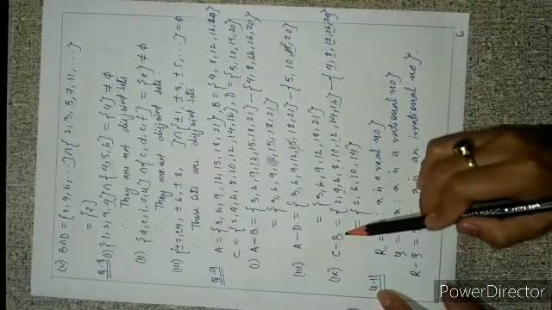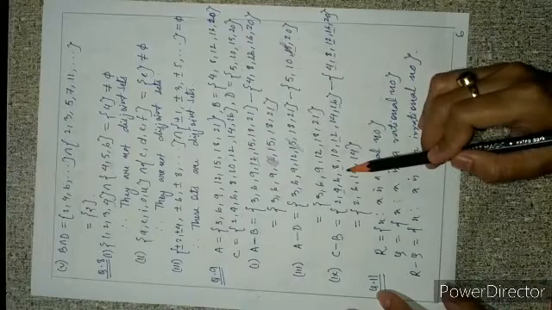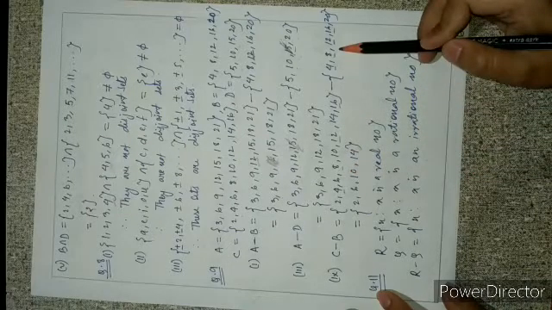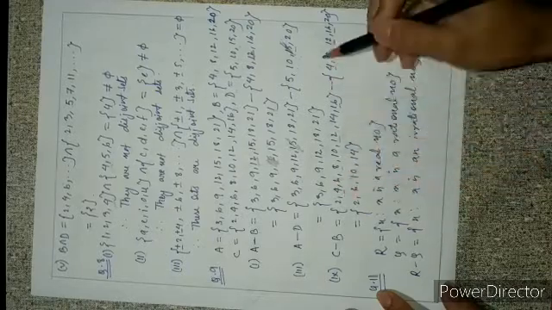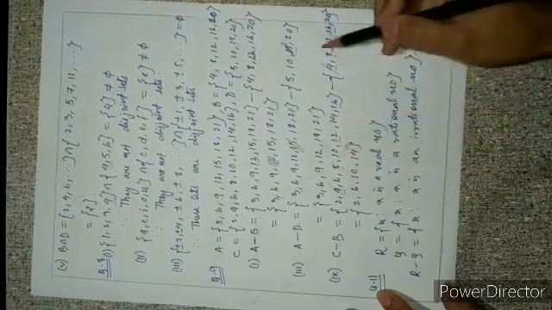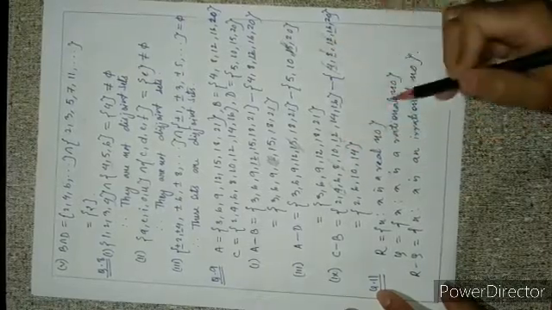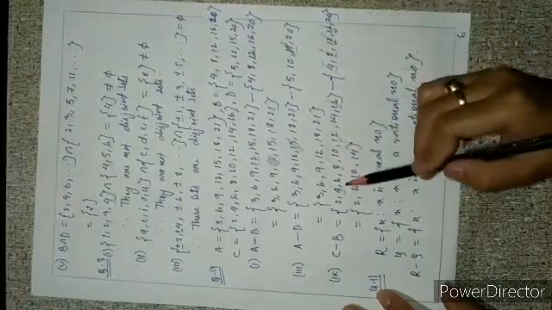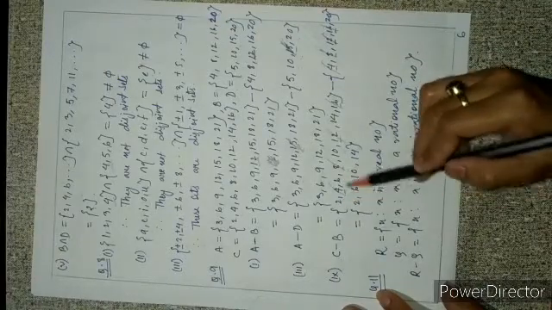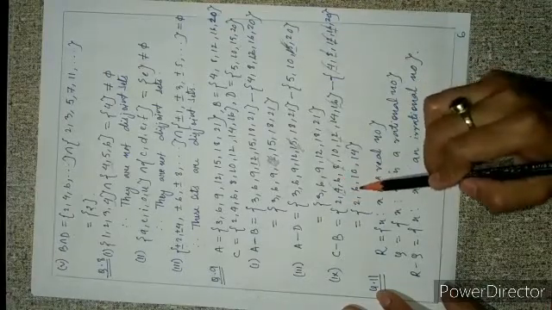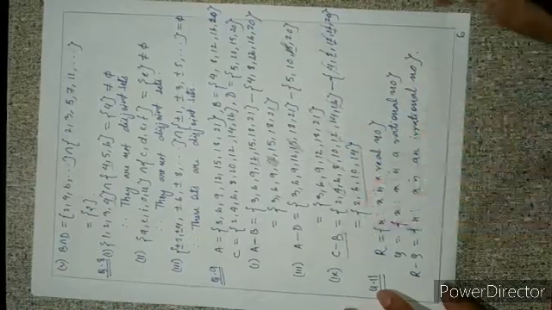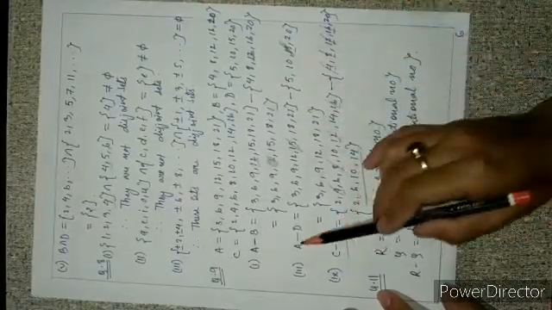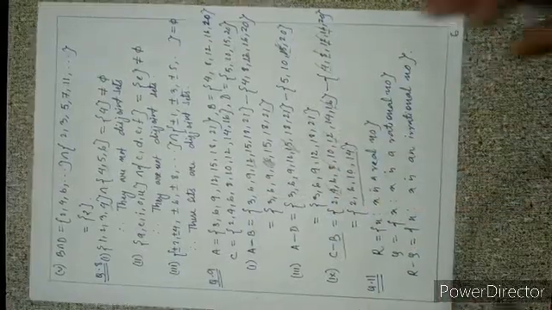Lastly, number 9, C minus B. Write all the elements of B and all the elements of C, then find the common elements. Common elements are 4, 8, 12, 16. Then write all the elements of C, and the remaining elements of C are 6, 10, 14. That set represents C minus D.